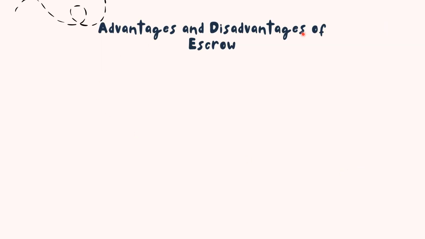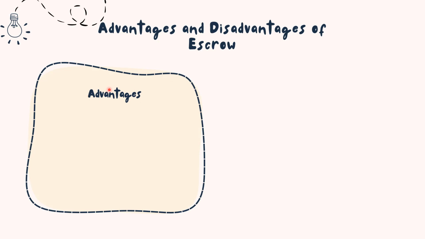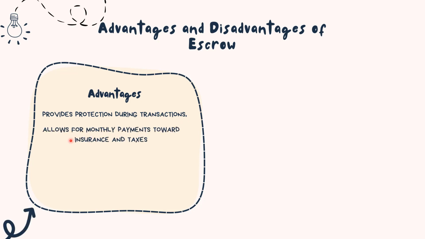Advantages and disadvantages of escrow. Advantages of escrow account: provides protection during transactions, notably for real estate involving sizable amounts of money. Allows for monthly payments toward insurance and taxes, instead of a large lump sum. Beneficial for both the buyer and seller when big-ticket items are involved.